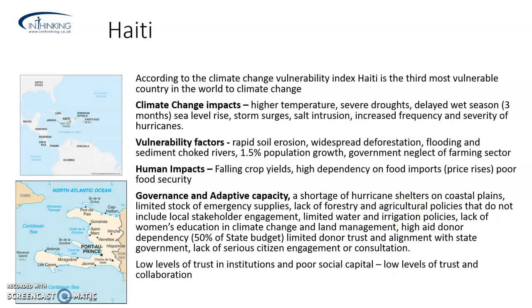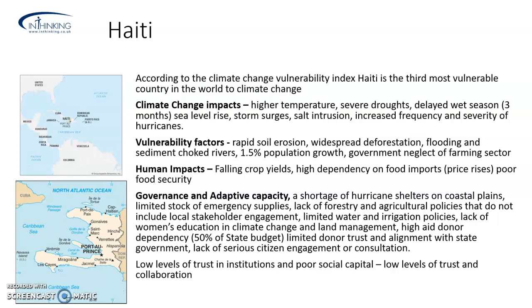So the first one we'll look at is Haiti. It's located in the Caribbean. It's a tropical region. It's also a coastal region. It's also a very low-income country. So these factors make it the third most vulnerable country in the world, according to the Vulnerability Index on climate change.